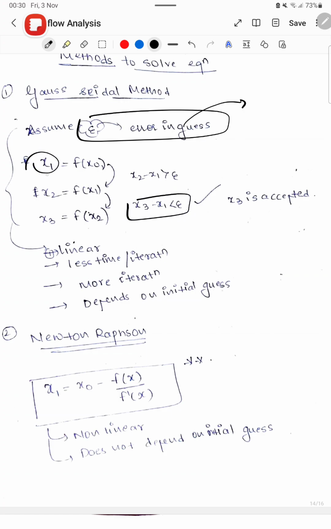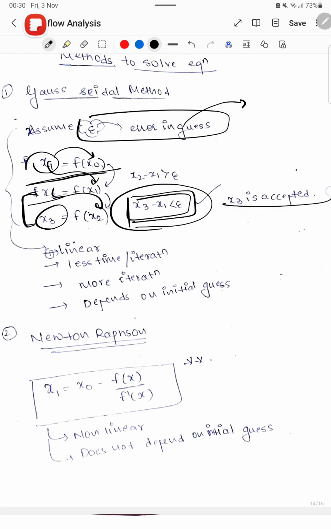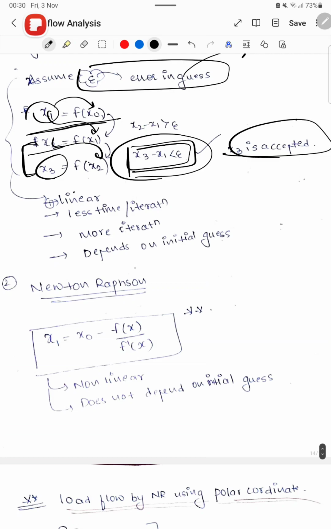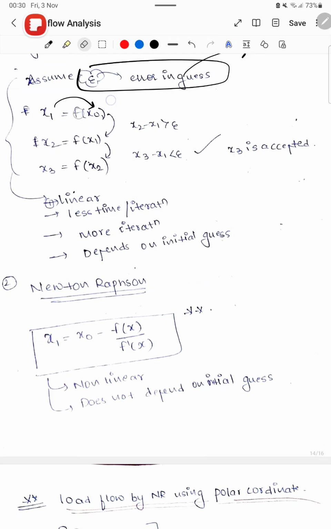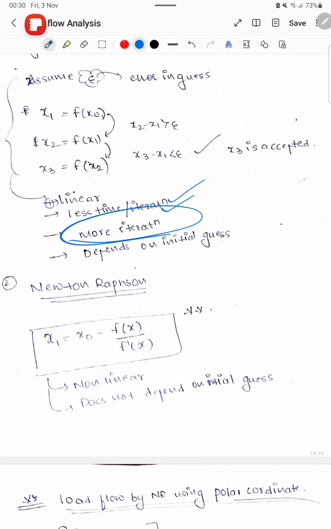What you will do is assume a value x1, so it depends upon the initial guess. You will substitute that and get a particular value. Then that you will substitute, you will get x2. x2 you will substitute, you will get x3. Let's say x3 minus x1, the difference of 2 values, comes less than the assumed error. Then you will take that x3 and accept it. So clearly it's a linear method. Time per iteration is less, but more iterations are required since it is dependent upon the initial guess.